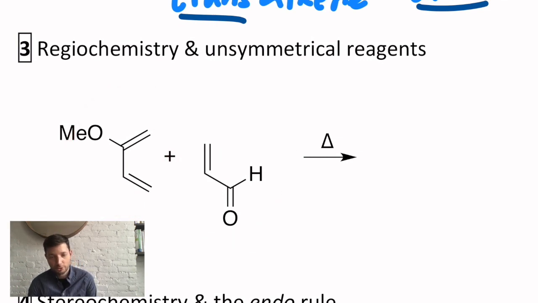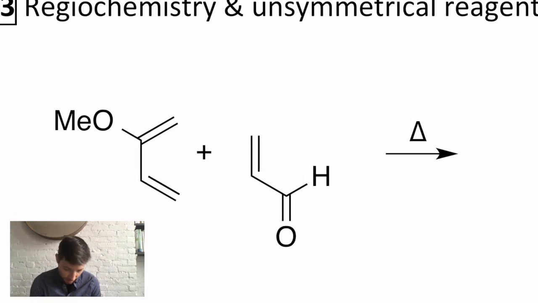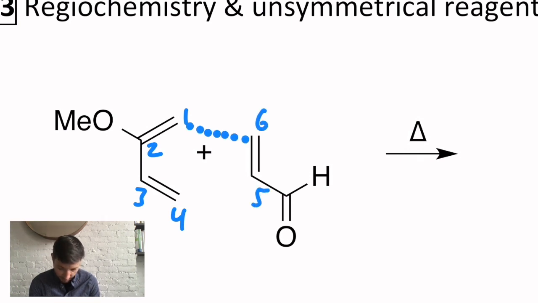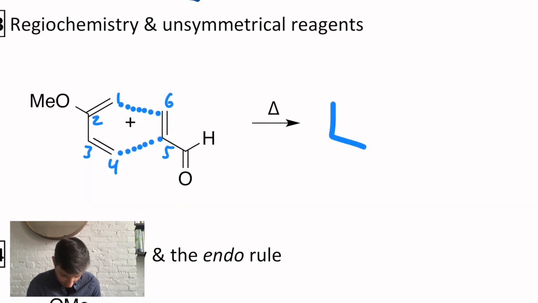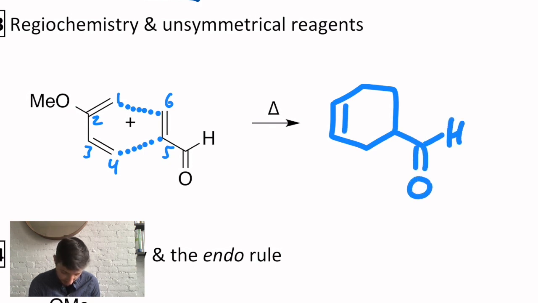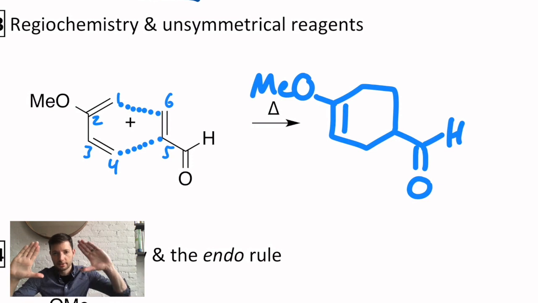I'll do the same thing I've been doing. Number my diene, 1, 2, 3, and 4. Number your dienophile, 5 and 6. Let's draw some dotted lines between 1 and 6 and 4 and 5. And that potentially gives me a 6-membered ring with an alkene, an aldehyde down there, and then a methoxy up here. But I sort of arbitrarily drew it with the diene and the dienophile just matching up the way that they're drawn right there.